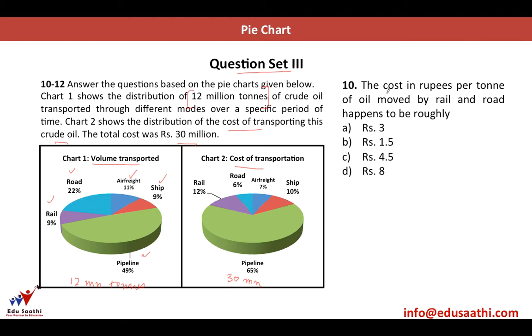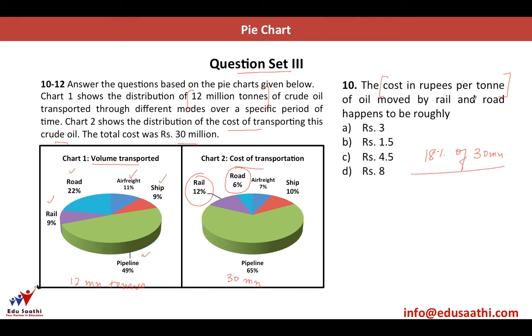Let's look at the first question in the set. The cost in rupees per ton of oil moved by rail and road happens to be roughly how much? So we have to calculate the cost in rupees per ton. First, let's calculate the total cost spent on rail and road. So rail is 12% and road is 6%. So a total of 18% of 30 million was the cost spent on rail and road.